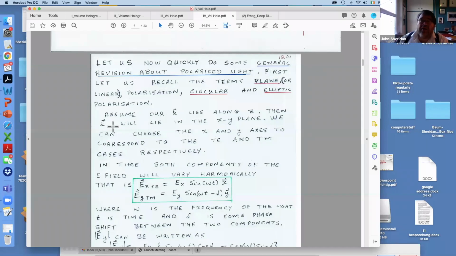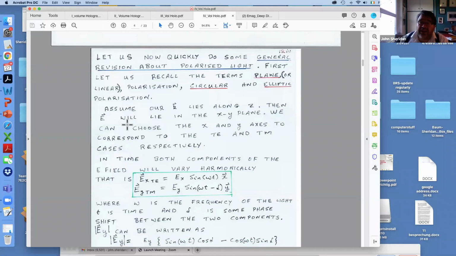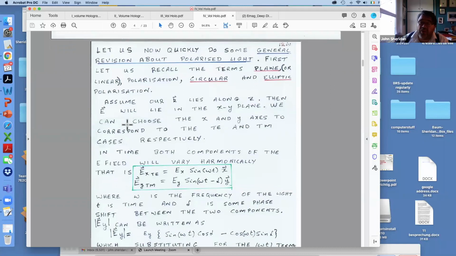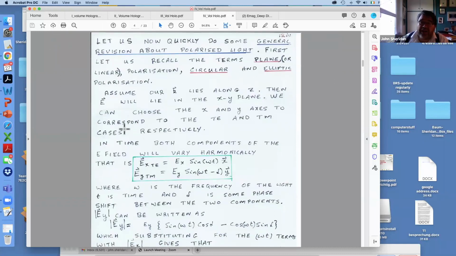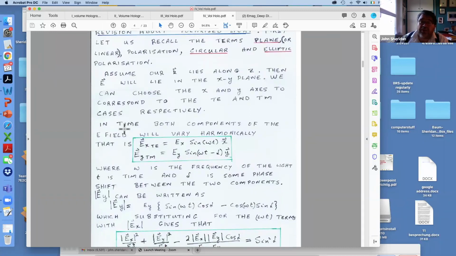Let's now quickly do some general revision about polarized light. First, let us recall the terms plane or linear polarization, circular polarization, and elliptic polarization. This is very much a quick little tutorial, and again, it's a little bit about me introducing notation. Assume our K vector lies along Z, perfectly along Z, then the E field will lie in the XY plane, and we can choose the X and Y axes to correspond to the TE and TM polarized cases respectively. So we have linear polarization, and we can rotate that linear polarization.